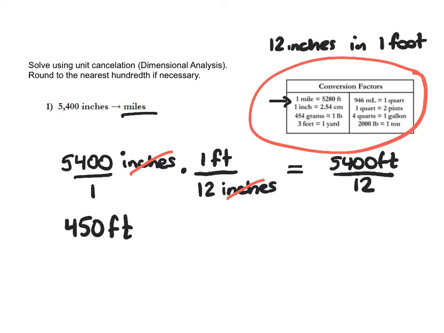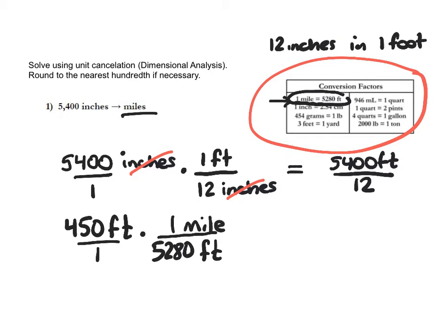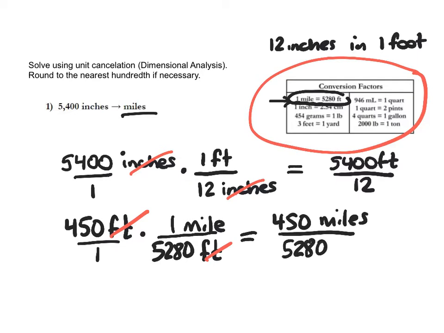I'm partway through. Now I can use the information that 1 mile is 5,280 feet. Ask yourself, where should the feet go, on the top or the bottom? And since it's on the top here, it needs to go on the bottom so it can cancel out. So I know that 5,280 feet are on the bottom and 1 mile is on the top. So I will cancel this out, multiply across 450 miles over 5,280. Well, it's going to be a fraction, so 450 divided by 5,280. I'm going to leave this as a decimal actually.